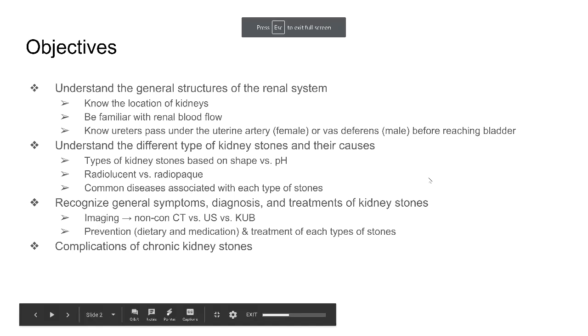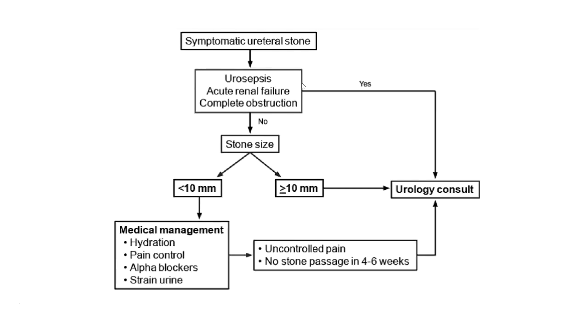All right, so this is going to be the objective. Just remember to review it when you go through it. Same thing for the size, depending on the stones. How do you manage it? Less than 5 millimeters passes spontaneously. Less than 10 millimeters, then you think about medical management. More than 10 millimeters, then you need to call surgery to get rid of the stone because it's too big to get passed through the urinary system.